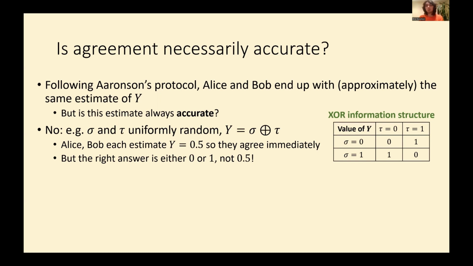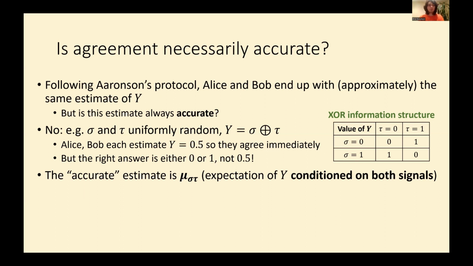Consider this information structure, called the XOR information structure. Here, Alice and Bob each receive independent random bits as their signal, and the value of y is the XOR of the 2 bits. No matter what, Alice and Bob's estimate is 0.5 at the start, and so they agree immediately. But the right answer isn't 0.5, it's either 0 or 1. By the way, when I say the right answer, I mean the expected value of y conditioned on both Alice and Bob's signals. That's what we will be benchmarking Alice and Bob against.